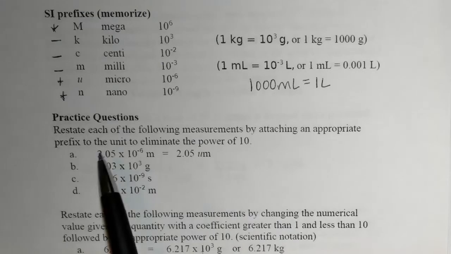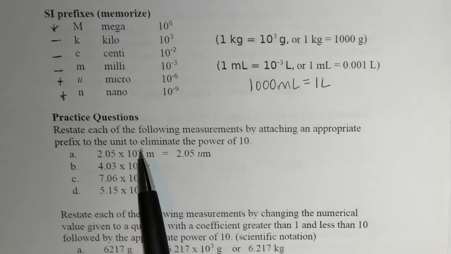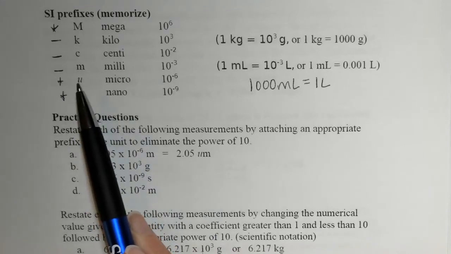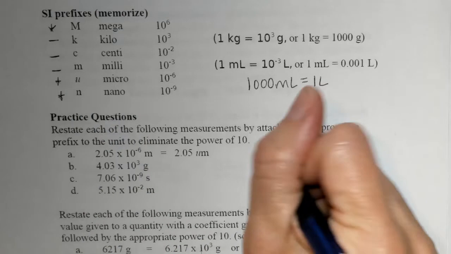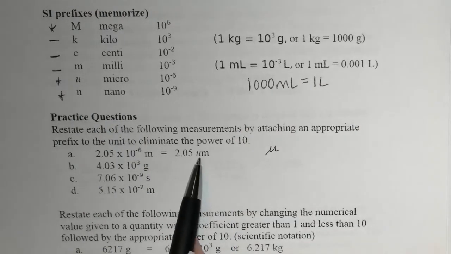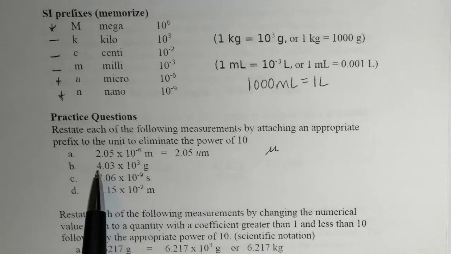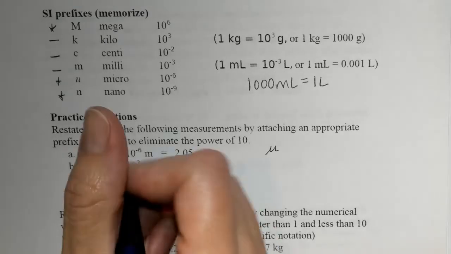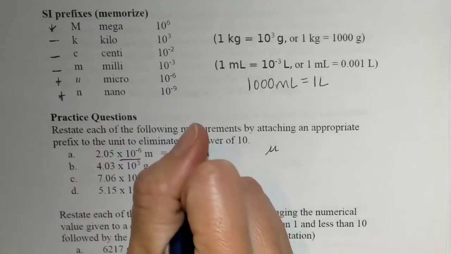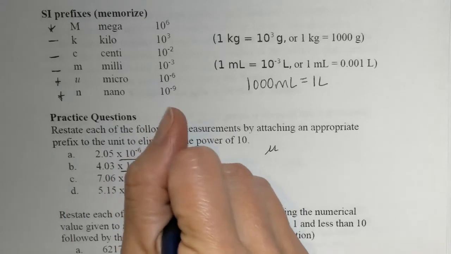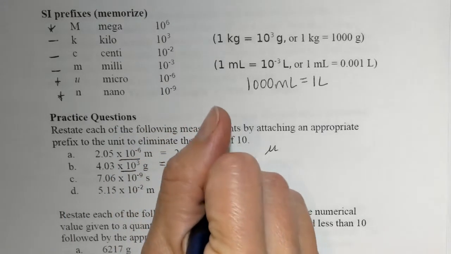So for example, the 2.05 times 10 to the negative 6 meters. Just recognizing negative 6 is for micro. It gives that curvy U symbol. It really looks more like that, but anyway, that's why I write it for the notes. So the next one, 4.03 times 10 to the 3rd grams. The 10 to the negative 6 we saw was micro. The 10 to the 3rd is kilo. So this would be 4.03 kilograms.